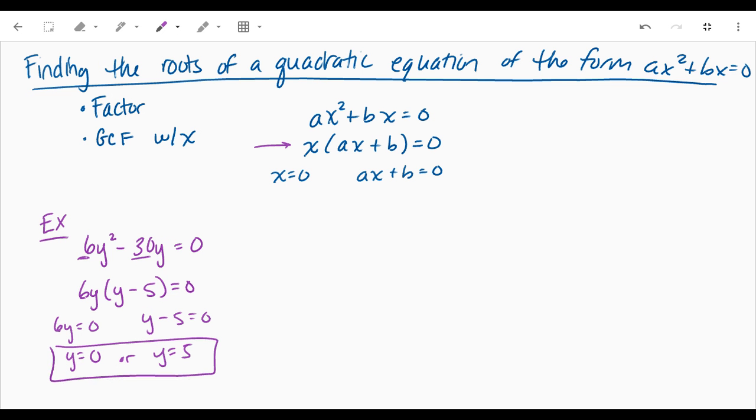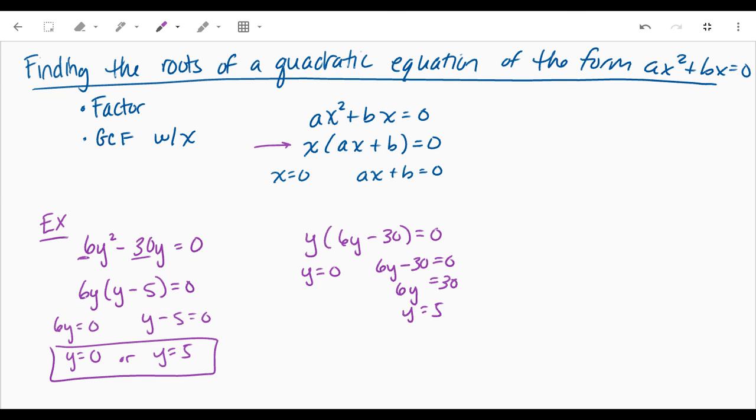And like I was saying, if you missed that 6 can factor out of there and you just did the y, you get the same thing. Because when you solve for that, you get that factor of 6 out of there anyways. Okay, and you get the same two answers.